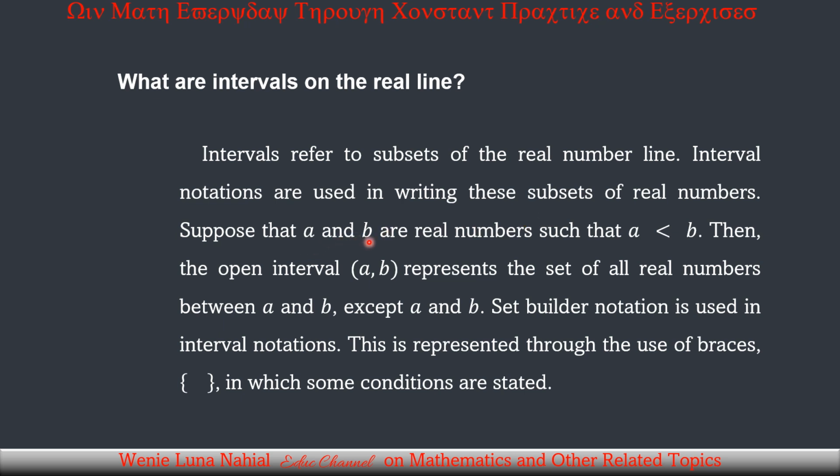Suppose that A and B are real numbers such that A is less than B. Then the open interval, this is the notation, represents the set of all real numbers between A and B. So in this notation, A and B are excluded. So we say except A and B.